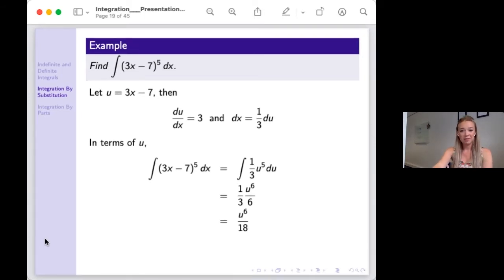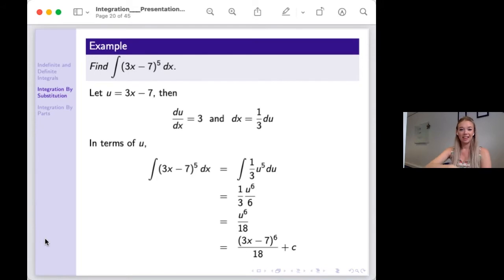If I simplify that a little bit, we've got u to the 6 over 18. And then finally, I can just sub back in what I had for u. So u was 3x minus 7. So if I put that back in, remember my plus c constant on the end, then it's a much nicer way to integrate that whole function.